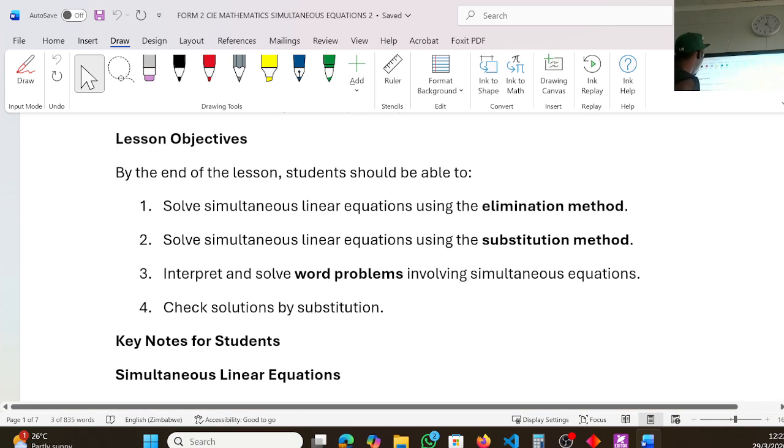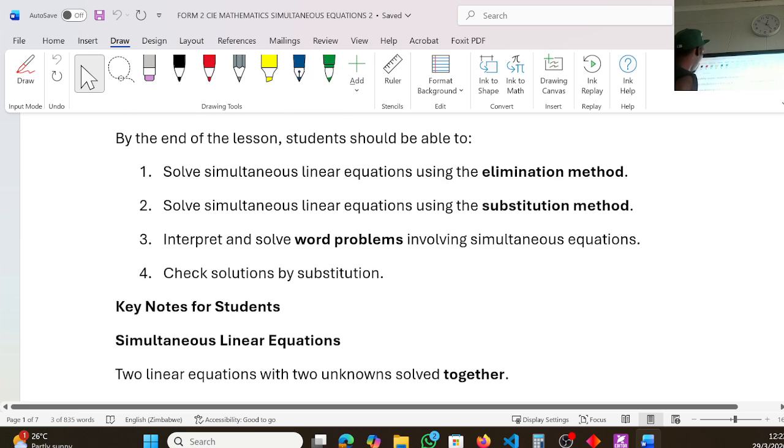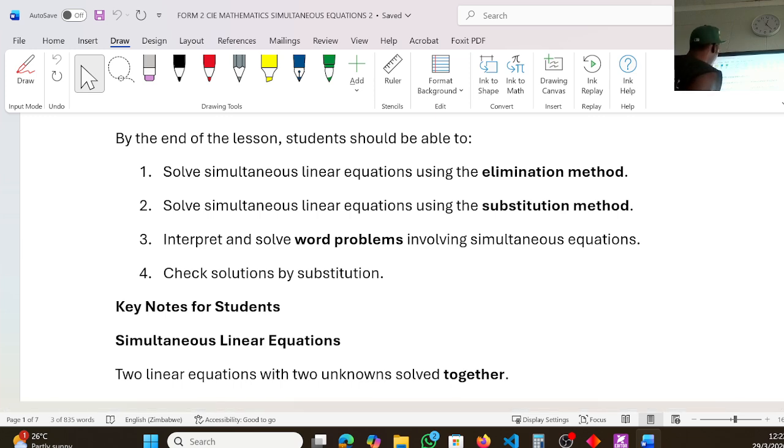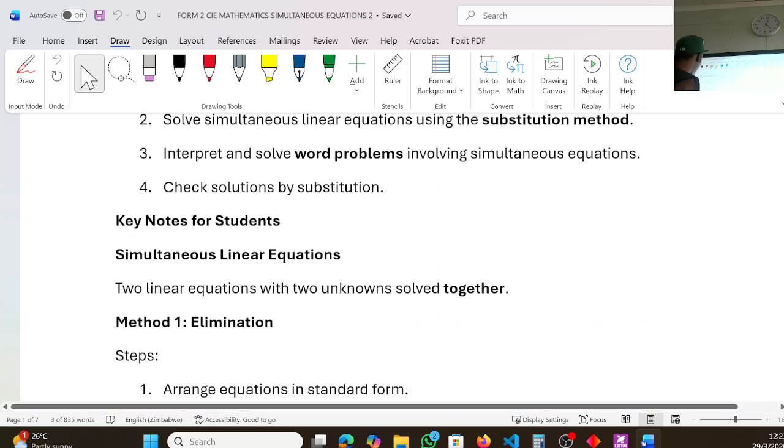So when we close our session, I think one should be able to solve simultaneous linear equations by using either elimination or substitution method, or if you're given a word scenario or word problem, try and convert that into an algebraic expression, which actually falls to be an equation that you can solve using either of the methods given.